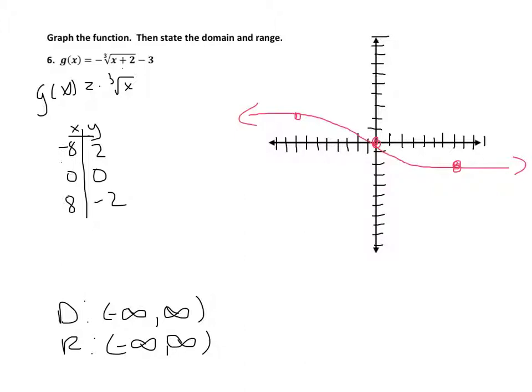Now it says left 2, down 3. So this means minus 3, minus 3, minus 3. And this means negative 2 plus, negative 2 plus, negative 2 plus. So left 2, down 3. Left 2, down 3. Left 2, down 3. Okay? But the domain is still negative infinity to positive infinity.